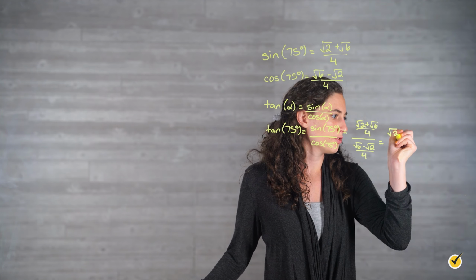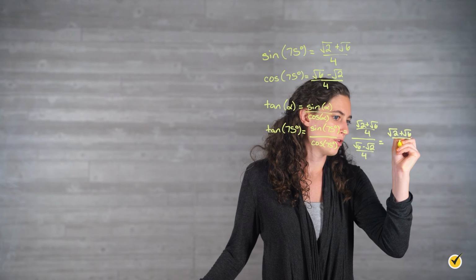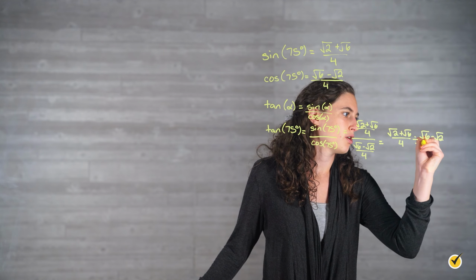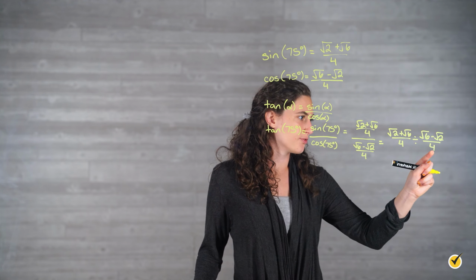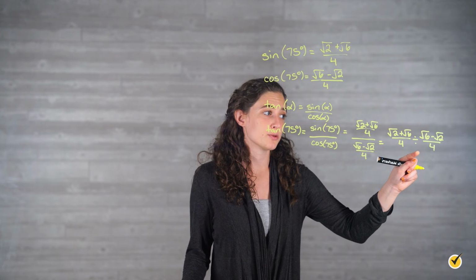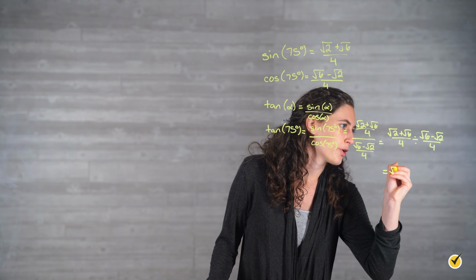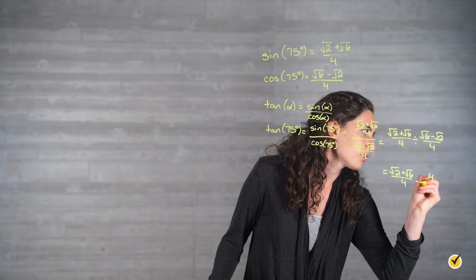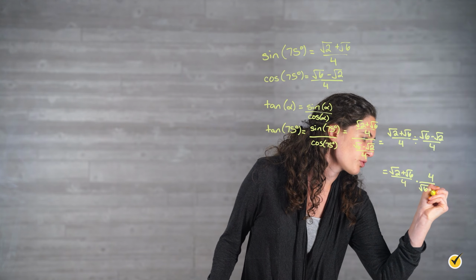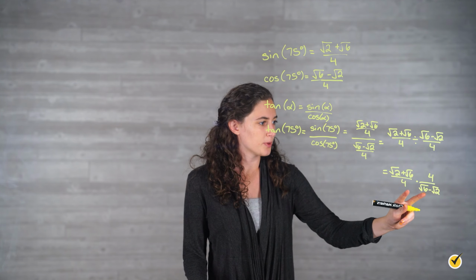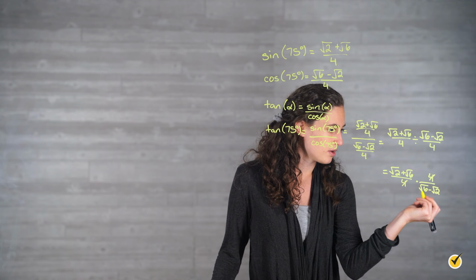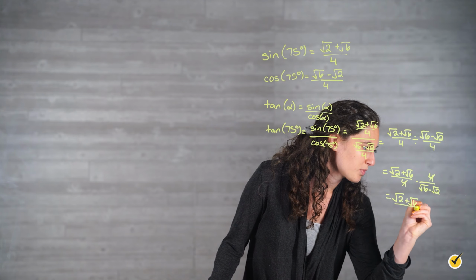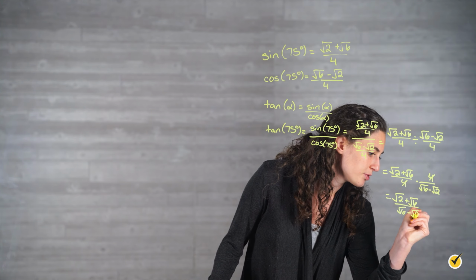So this would be the square root of 2 plus the square root of 6 over 4 divided by the square root of 6 minus the square root of 2 over 4. Now remember, when we divide fractions, we flip the second fraction and multiply them. So this will be equal to the square root of 2 plus the square root of 6 over 4 times 4 over the square root of 6 minus the square root of 2. Now we can multiply these together and our 4's will cancel out. And we'll be left with the square root of 2 plus the square root of 6 over the square root of 6 minus the square root of 2.